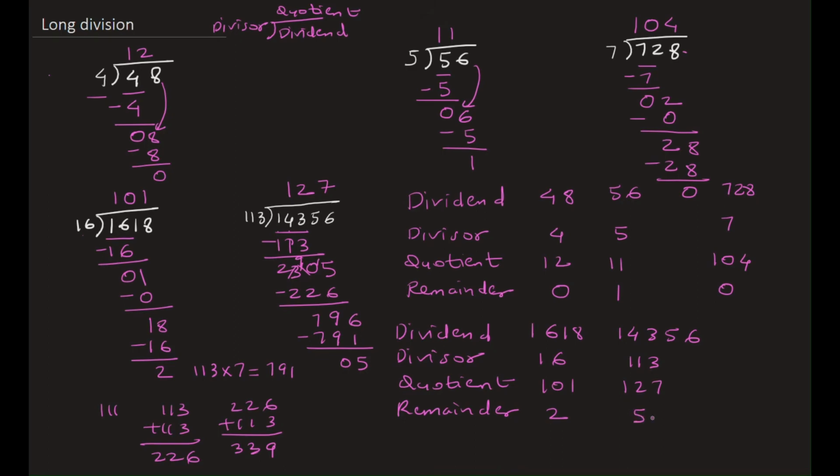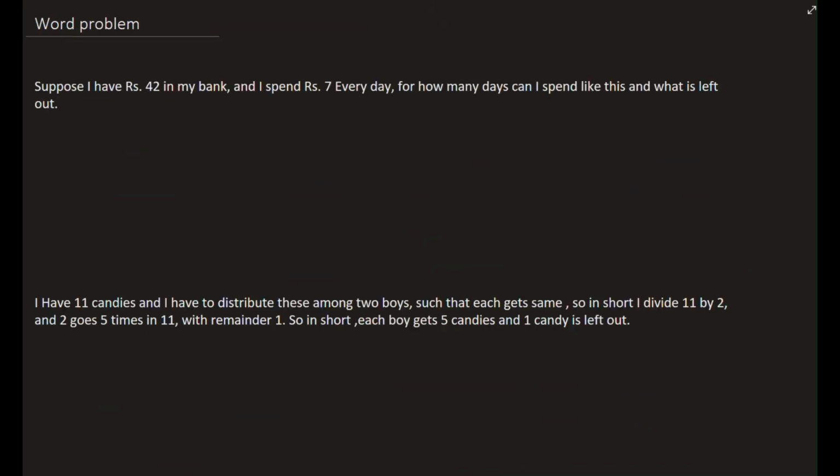So we checked out examples of long division. Now I check out some word problems in division. So the first word problem is, suppose I have rupees 42 in my bank and I spend rupees 7 every day. For how many days can I spend like this and what is left out? So I have rupees 42 and I spend rupees 7 every day. For how many days is the money there, and after spending for those many days, what is left out?